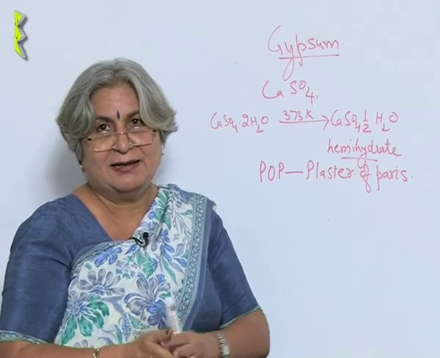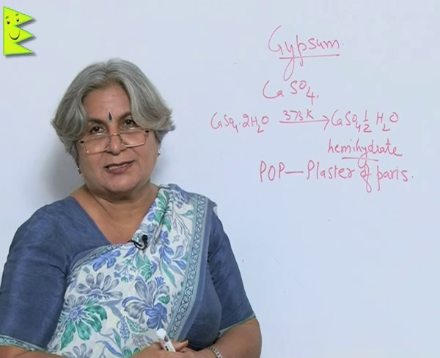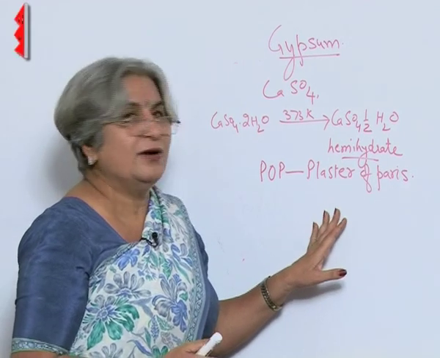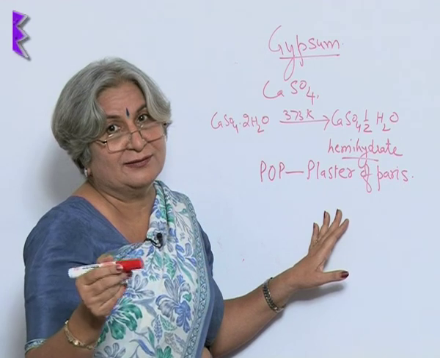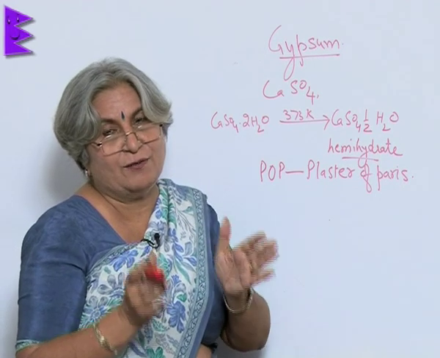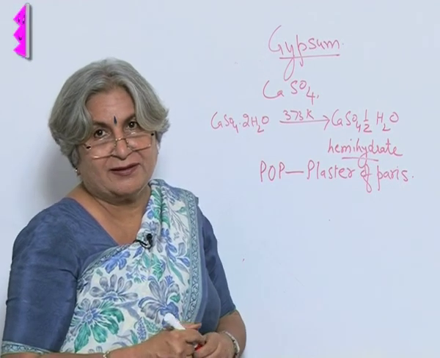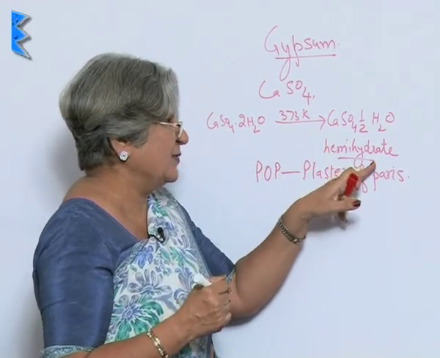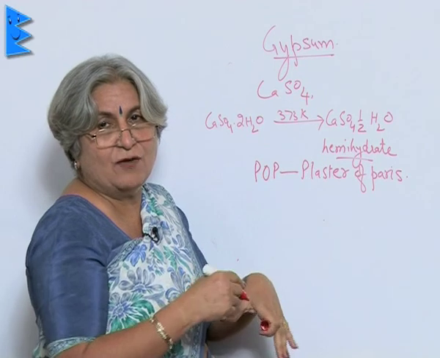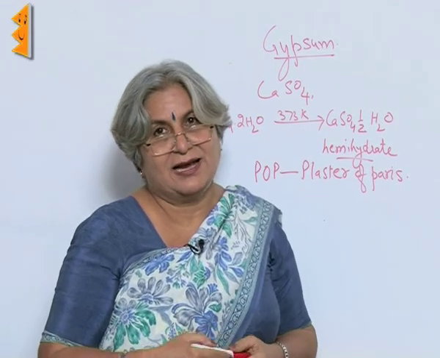So, what is done? The limb is put in a cast, and that cast is made up of plaster of Paris. It is not only for writing get well soon, it is also for setting your bone. So, what happens? That calcium sulphate on heating forms hemihydrate, and on adding water it again becomes calcium sulphate.